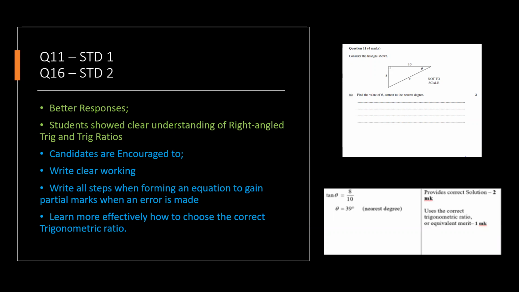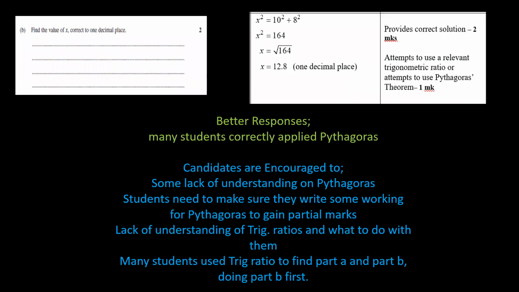It's really important that they clearly write their working, and that they write all steps to gain partial marks. So I've written there, write all steps when forming an equation to gain partial marks when an error is made. Also, where some candidates did go wrong, they need to learn more effectively how to choose the correct trigonometric ratio.